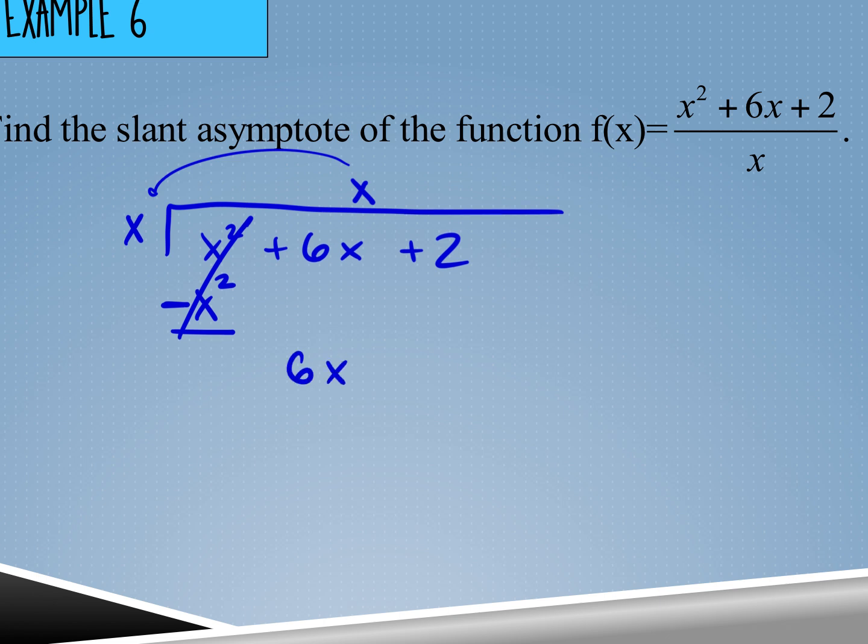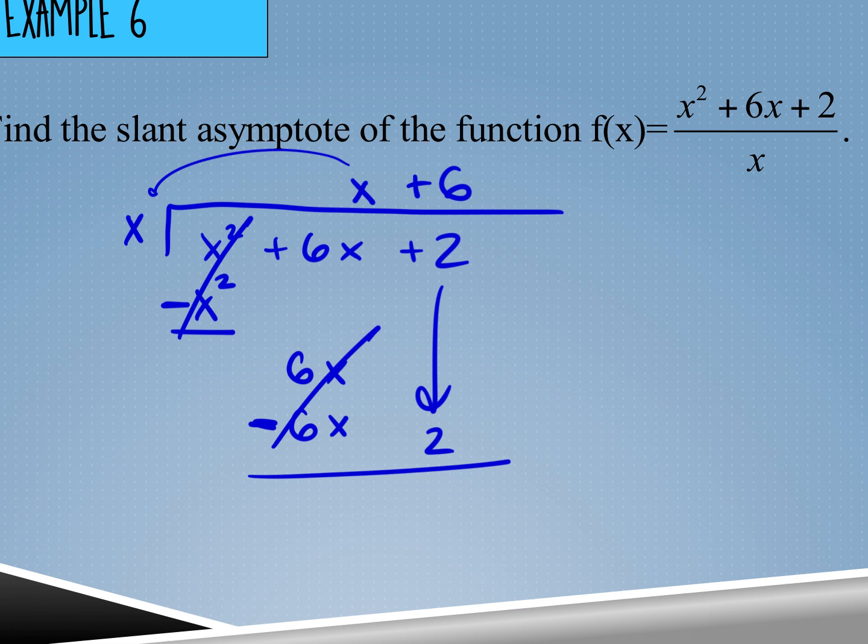Drop down the 6x. What's 6x divided by x? 6. Then we multiply, we get 6x. Change the signs and combine. We can drop down the 2. Can I divide 2 by x? No. We also ran out of numbers. So whatever we have left, 2 would be our remainder. What did we say that we do with the remainder? Drop it. Get rid of it. Whatever your remainder is doesn't matter.